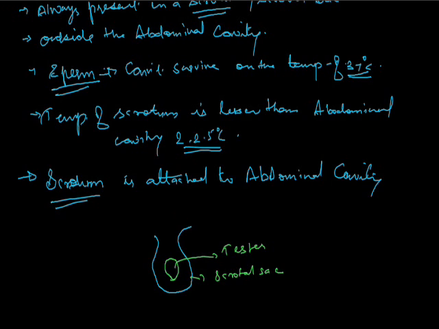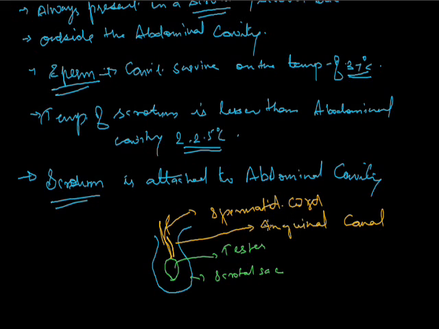The testes are connected to the abdominal cavity with the spermatic cord, a cord-like structure. The spermatic cord has a canal-like structure known as the inguinal canal. So the testes are connected to the abdominal cavity through the spermatic cord, and similarly the testes are connected to the scrotal sac by the gubernaculum. So there are two structures.